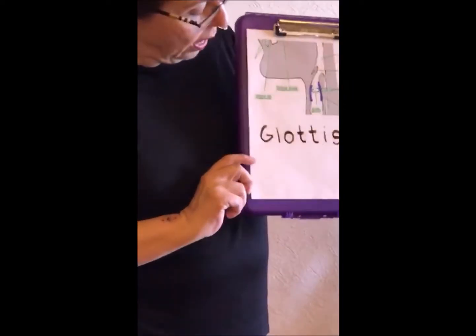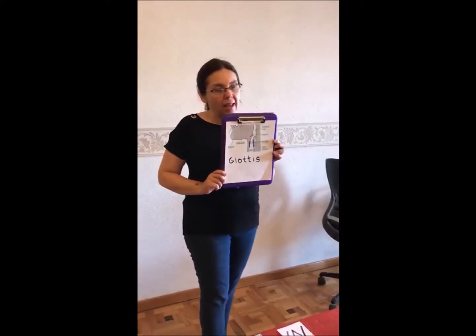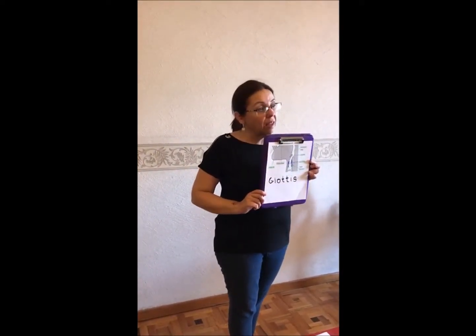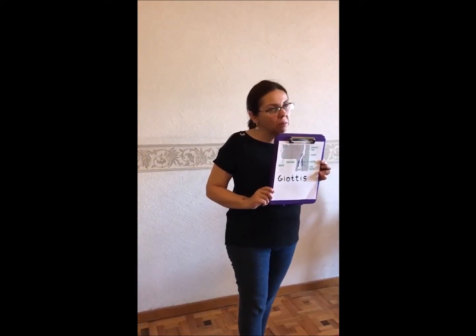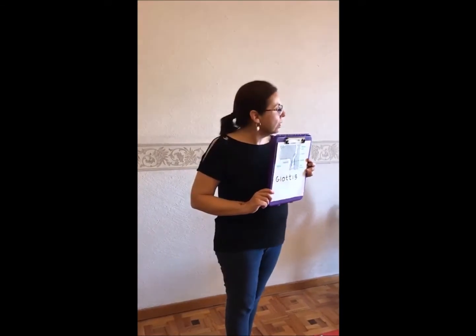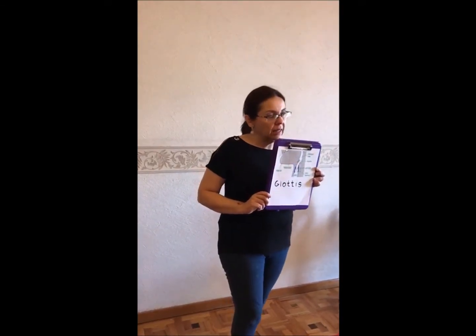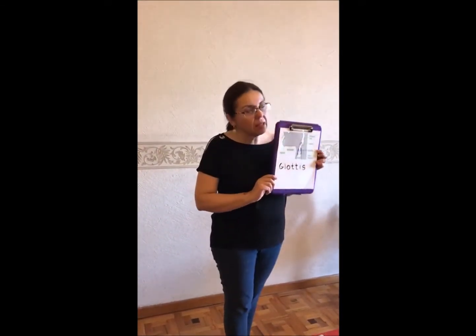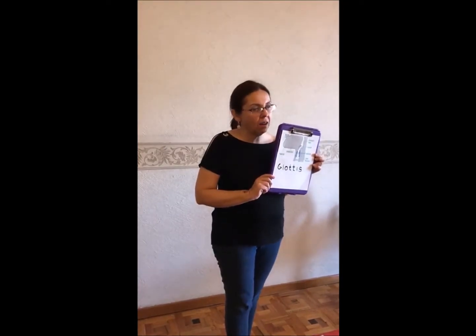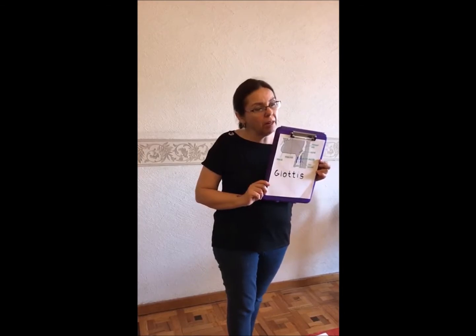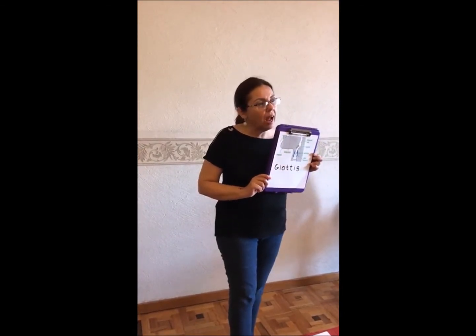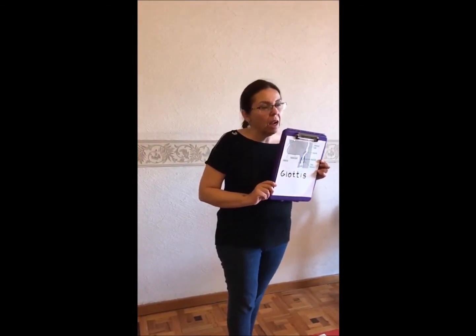Next we have the glottis. The glottis is the combination of the vocal folds and the space in between. Sound production involving only the glottis is called glottal. The vibration produced is an essential component of voiced consonants as well as vowels.